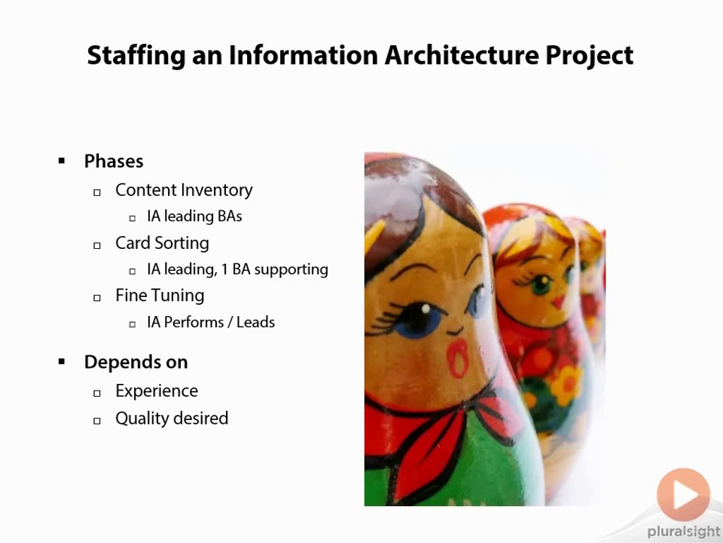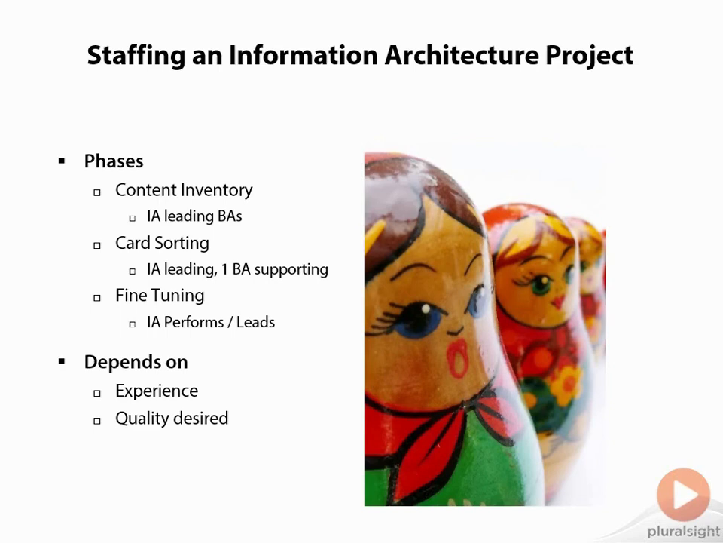One of the common questions I get is, how do you staff an information architecture project? What does it mean, how does that work, and how many people do I need? Well, the answer is that it changes based on the project size, but here's some rough guidelines. First, you're going to have some sort of a phase around content inventory, and you've got an information architect leading a set of BAs. The size of the inventory will determine the number of BAs, but you have one IA generally leading a set of BAs.